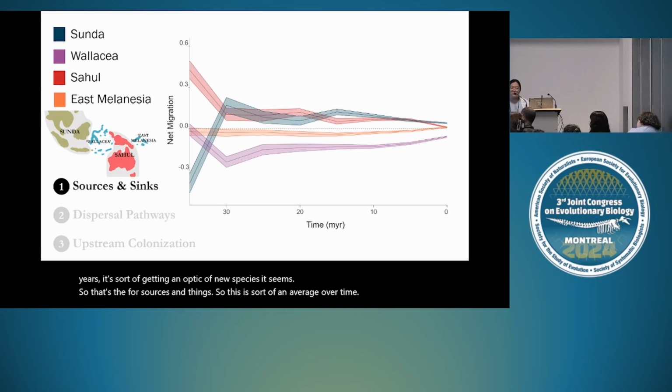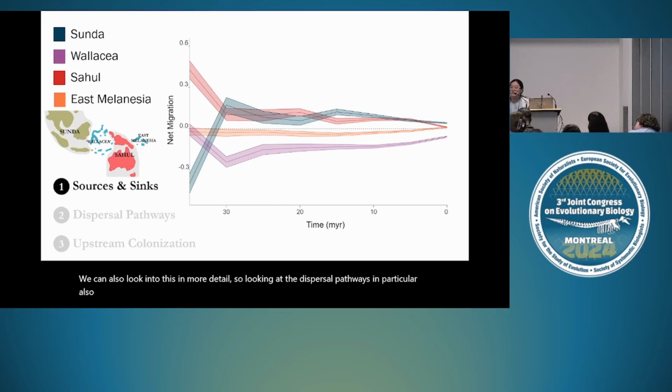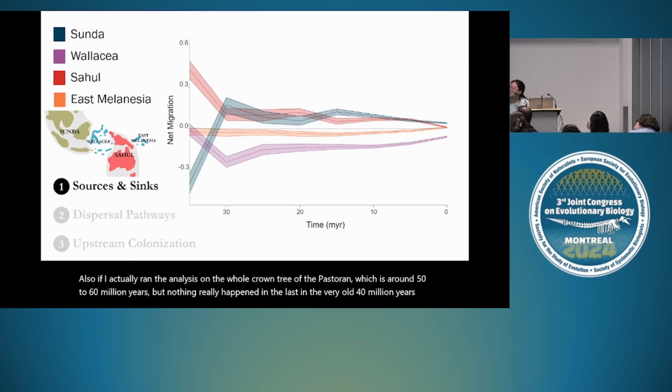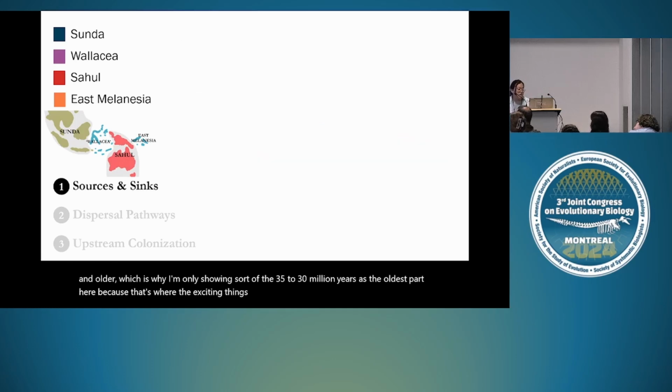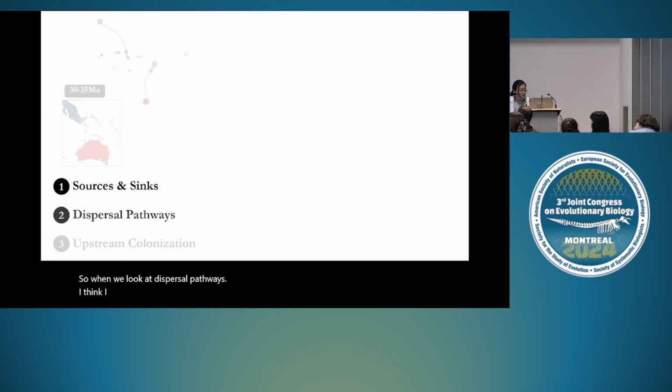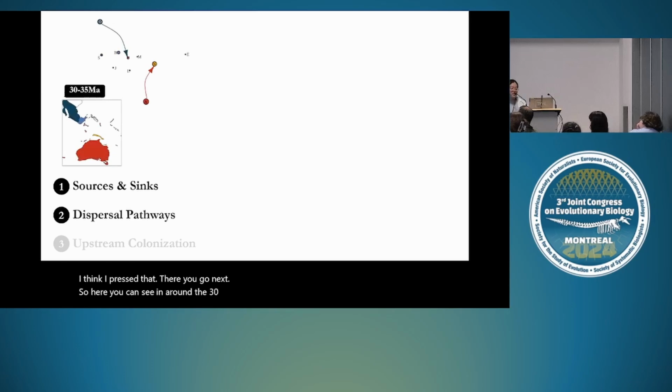We can also look into this in more detail, looking at the dispersal pathways in particular. If I actually ran the analyses on the whole crown tree of the passerines, which is around 50 to 60 million years, nothing really happened in the very old 40 million years and older, which is why I'm only showing the 35 to 30 million years as the oldest part here, because that's where the exciting things happen. So when we look at dispersal pathways, I think I pressed back. There you go. Next.